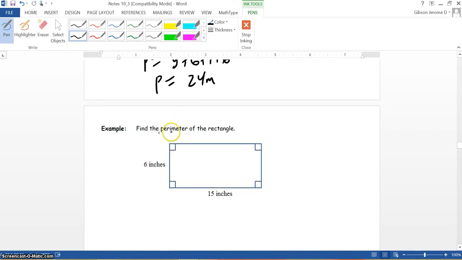Now we have this example. It says find the perimeter of the rectangle. Sorry about that. We had a little technical difficulties, but that has been taken care of.